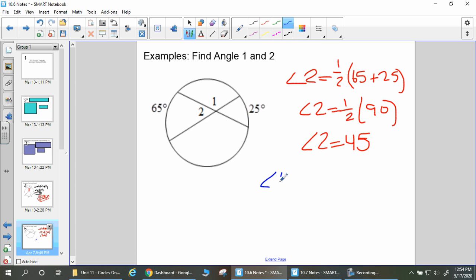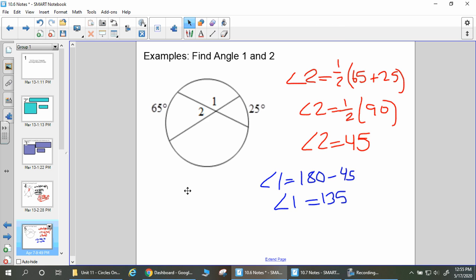For angle 1, I'm just going to use my linear pair. So all I'm going to do is take 180 minus 45, and so angle 1 is 135. Okay. So if you have two chords or two secants that cross inside the circle, but not at the center point, then we're using this setup where that angle is going to equal 1/2, and you have to put the two arcs together.